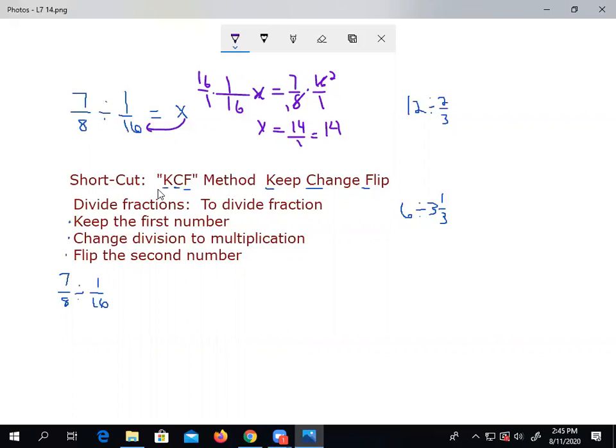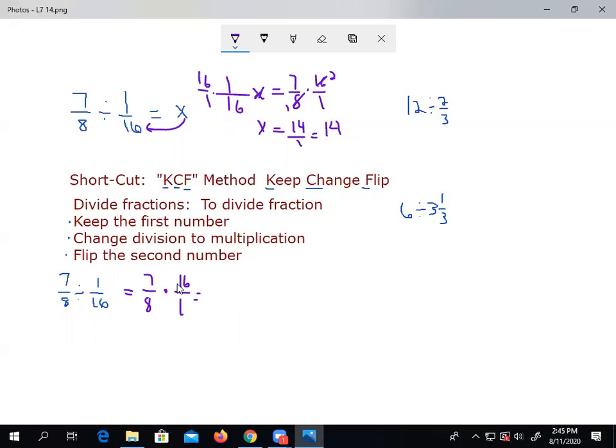So what this leads us to then is there's a shortcut for division. We call it the KCF method. In other words, we're going to use some simple language. Instead of using reciprocals, we're going to use this phrase keep, change, flip. So KCF stands for keep, the C stands for change, and the F stands for flip. So if I'm dividing fractions, all we got to do is keep the first number. So if I have 7/8 divided by 1/16, I keep the 7/8. I change division to multiplication, and then I just flip, use that reciprocal, 16 over 1. And notice how that kind of mirrors their side of the equation that we had.